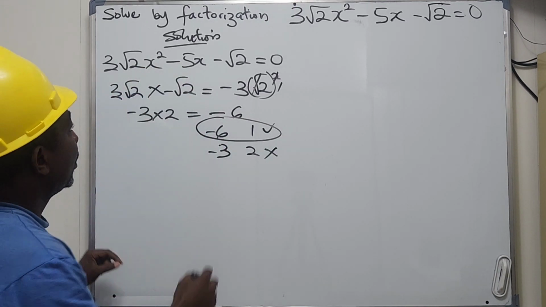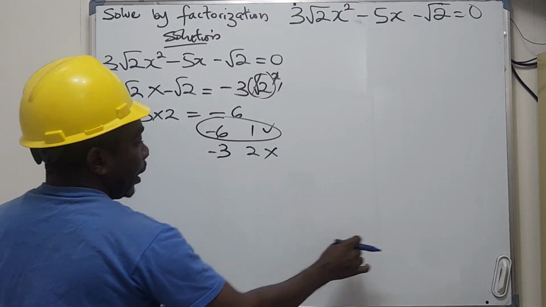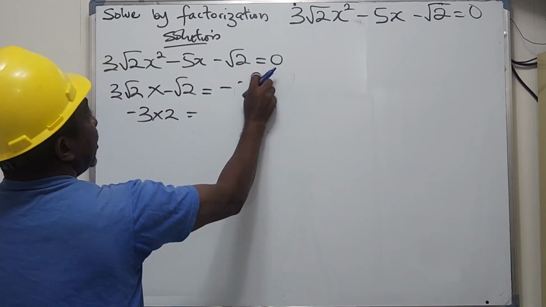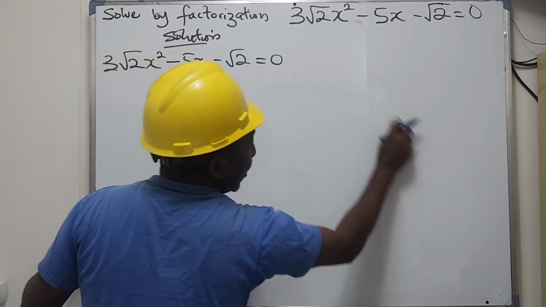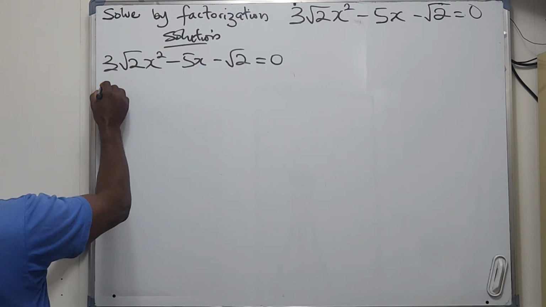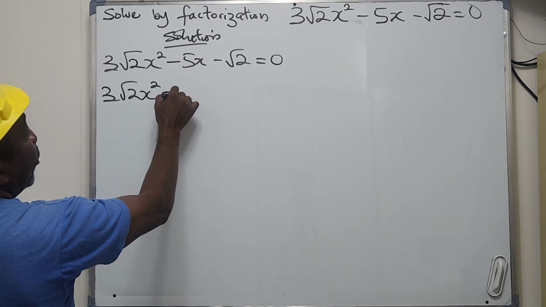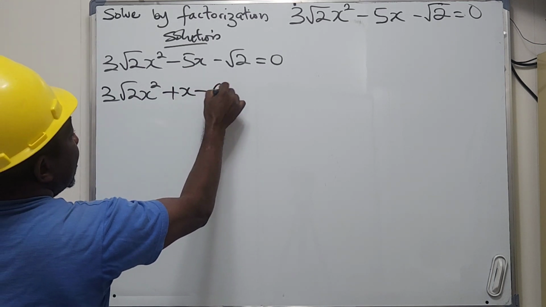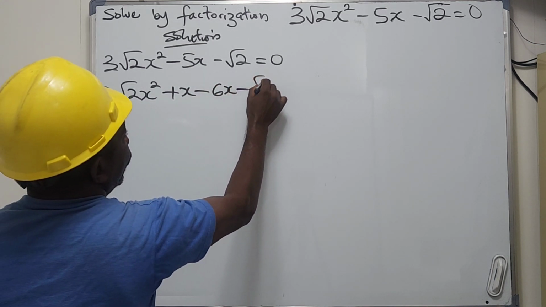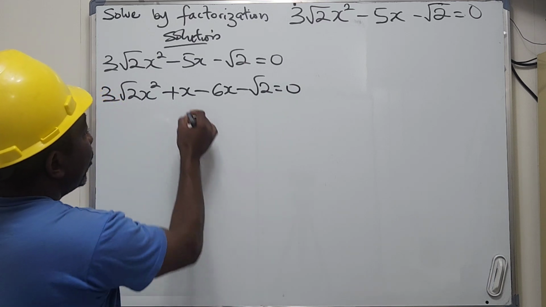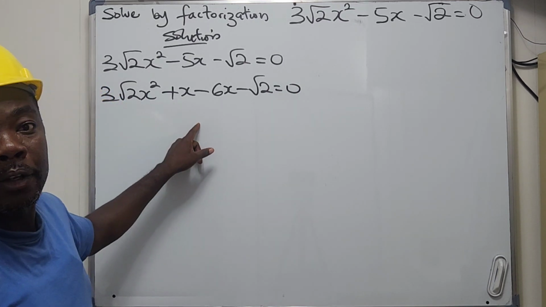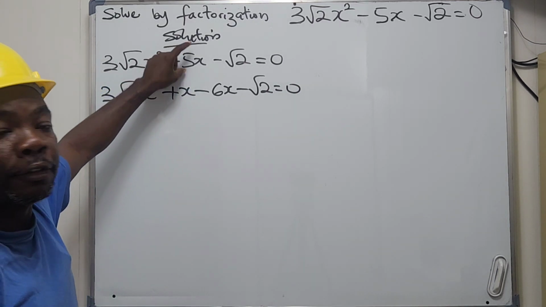So these are the only factors that we are going to substitute in this place for us to have minus 5x. In that case, we need to clear this. So here is going to be 3 root 2 x to the power of 2 plus x, then minus 6x minus root 2 equals to 0. We are just replacing minus 5x with x minus 6x.